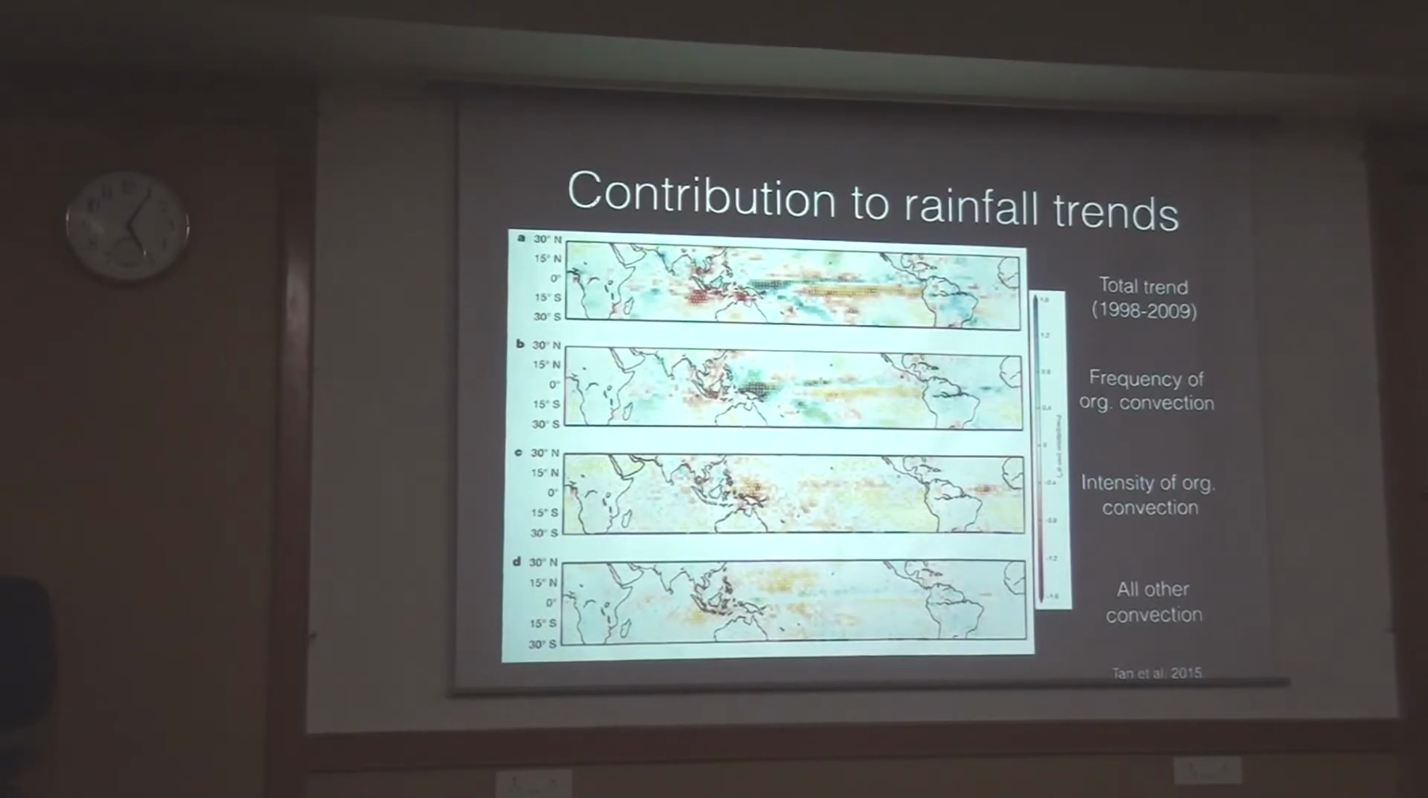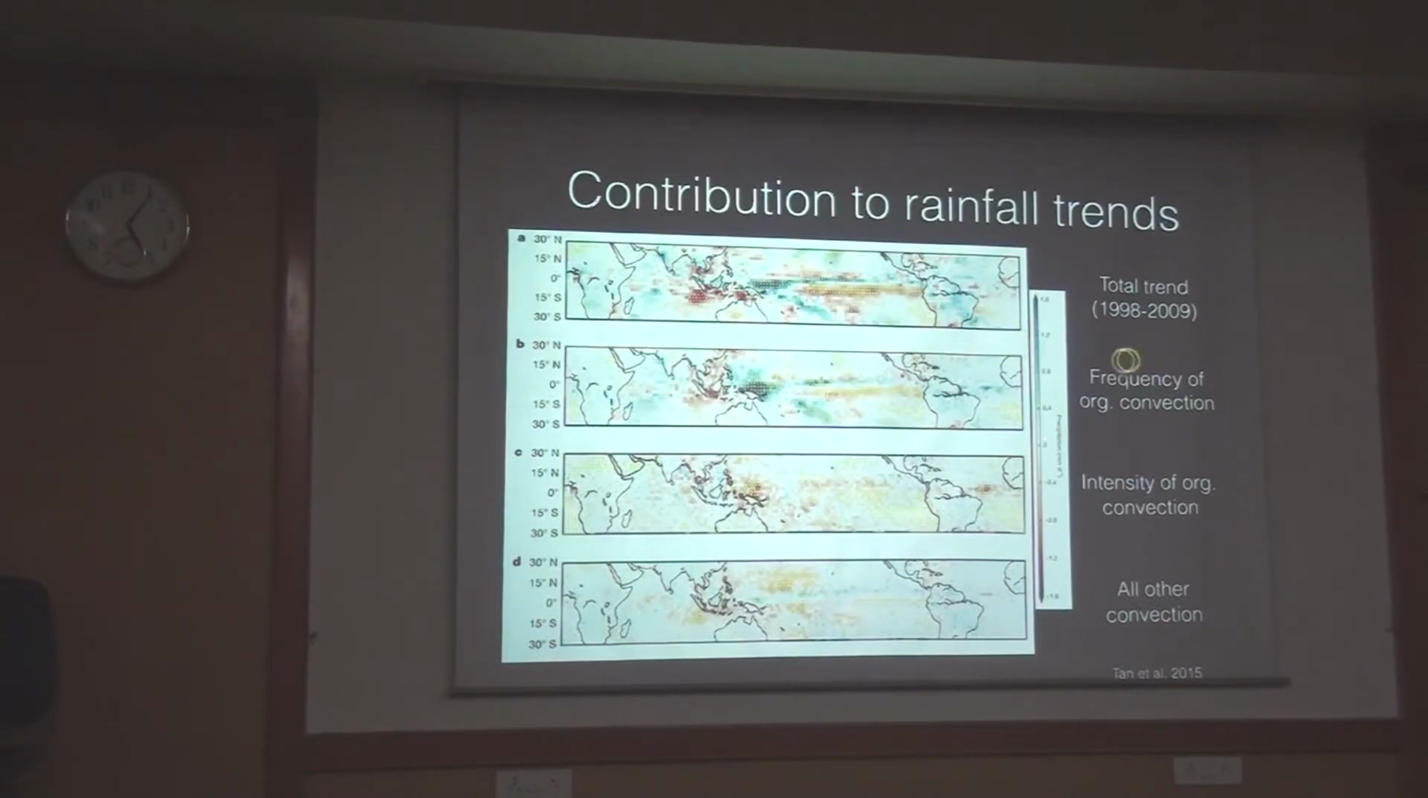Now that's a bit of a surprise. That was a big surprise to us, because everybody's talking about this very simple idea: rainfall has to go up because there's more water vapor in the atmosphere, so when it rains, it rains harder. That's not at all what we see in the observations. What we see is that yes, there's more water vapor in the atmosphere, but it doesn't lead to more intense convection, it leads to more frequent convection. Okay? And this is what the other types of convection do.